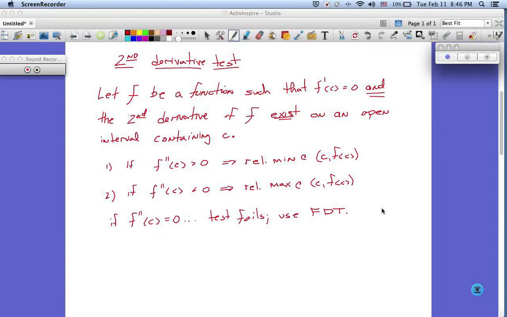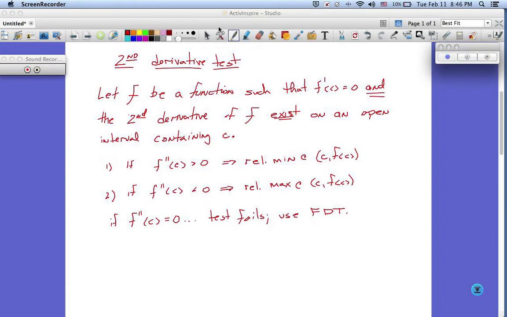Test, the definition here is written down for you. So let f be a function such that the derivative at some point c equals 0 and the second derivative of the function exists on an open interval containing c. So the second derivative must exist and the derivative must equal 0. If all that holds true, and when you input c into the second derivative, you get a positive number.